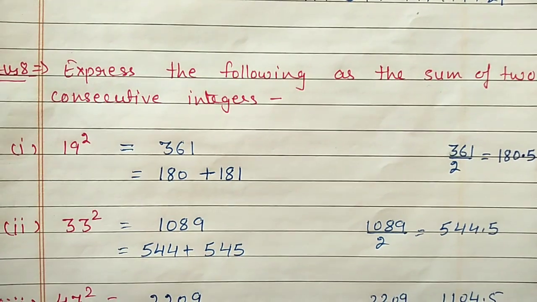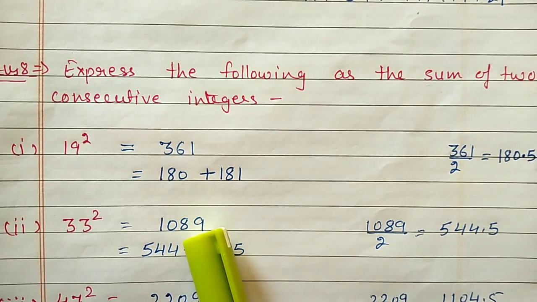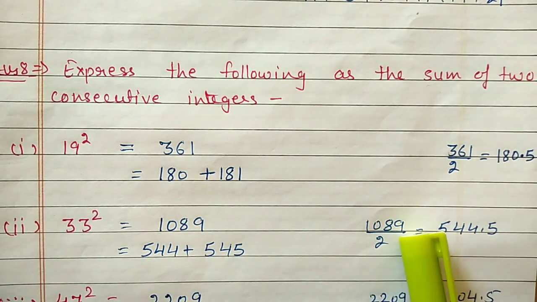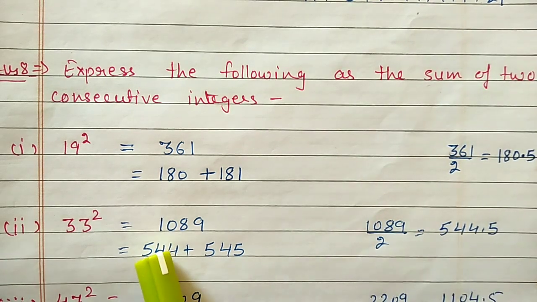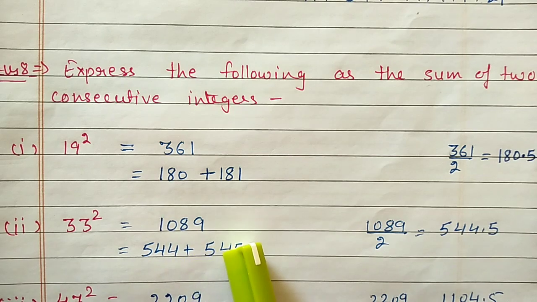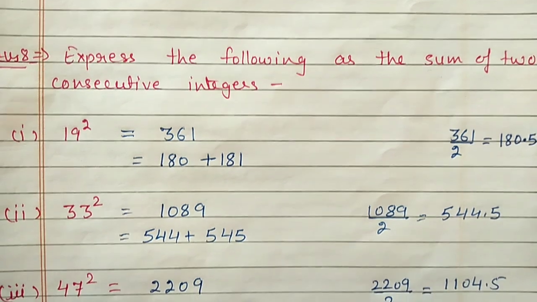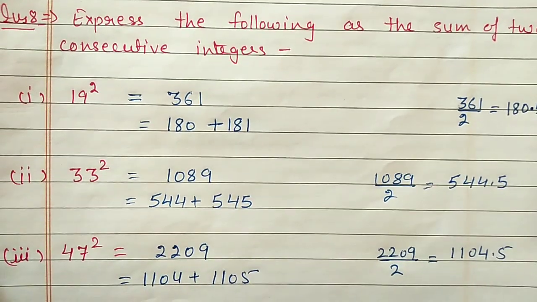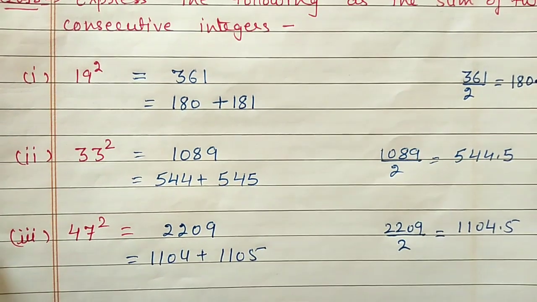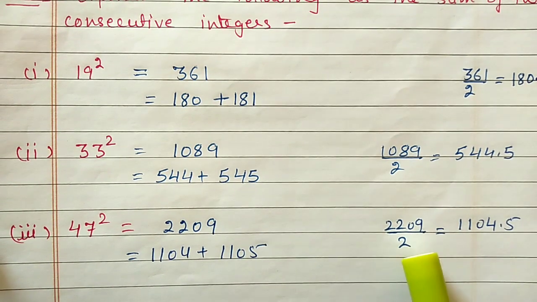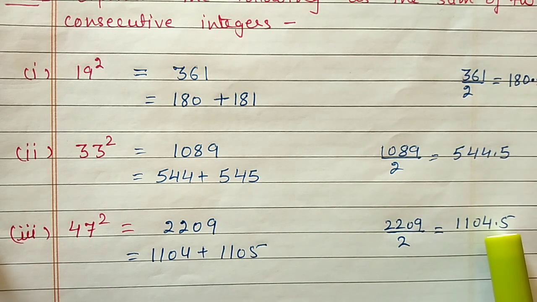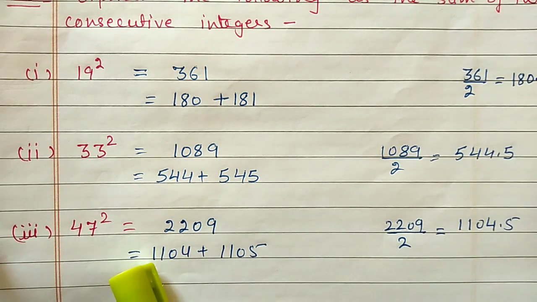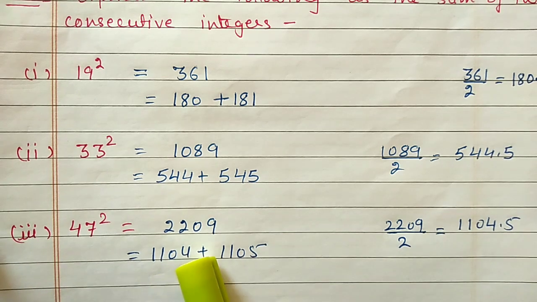33 square. 33 square is 1089. Do the half of 1089, 544.5. So the numbers will be 544 plus 545. Third part is 47 square, which is equal to 2209. Do the half of 2209, 1104.5. So the numbers will be 1104 plus 1105.